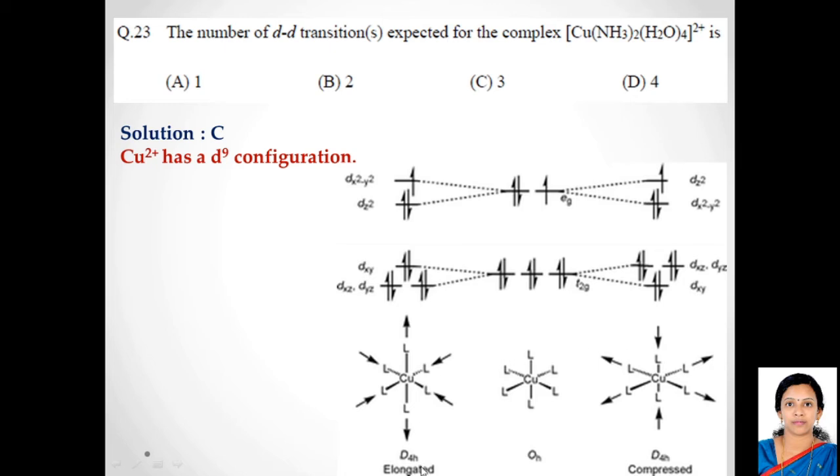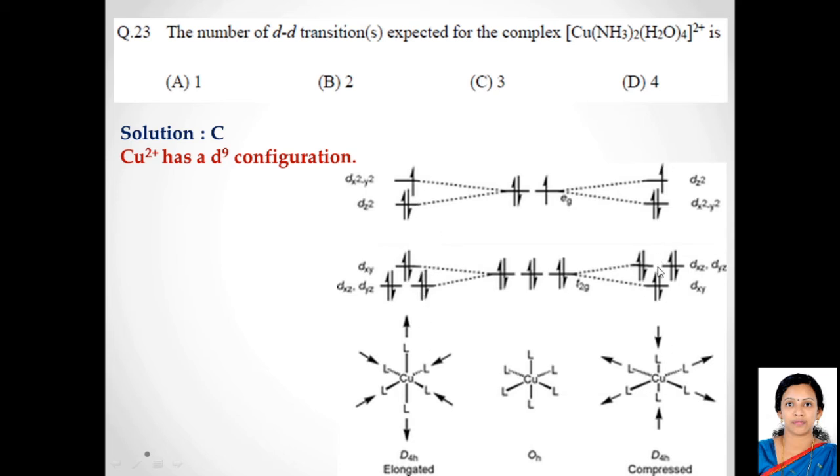In the other case, if the complex is elongated along the z-axis, the orbitals with the z component will be more stabilized, because along the z-axis the ligands are moving away. So the dxz and dyz orbitals move lower in energy, and in the EG, the dz square moves lower in energy. So in either case, whether there is a compression or an elongation, we now have 4 energy levels.